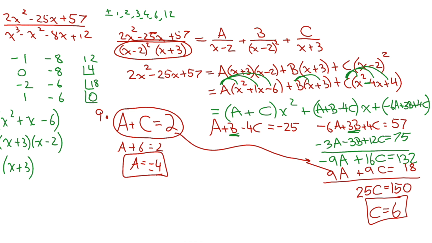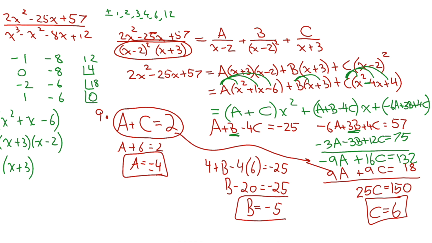So A becomes -4 plus B minus 4 times C, which is 6, is equal to -25. So that becomes B minus 20... negative 4 minus 24 is -28, so B minus 28 is equal to -25, right? Therefore B is equal to negative 5.